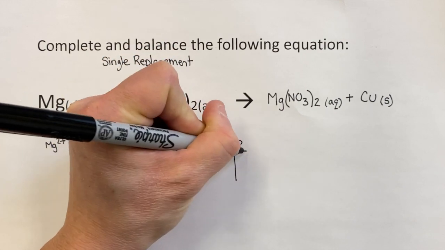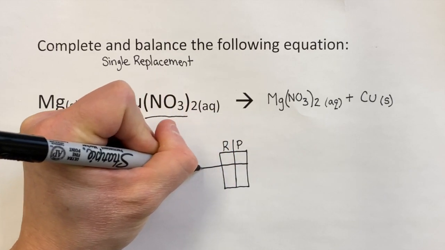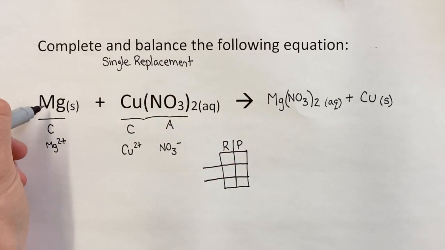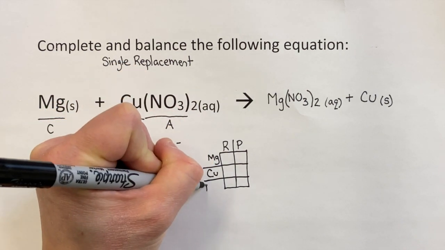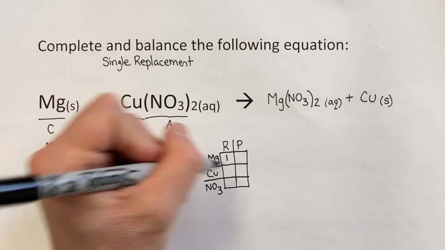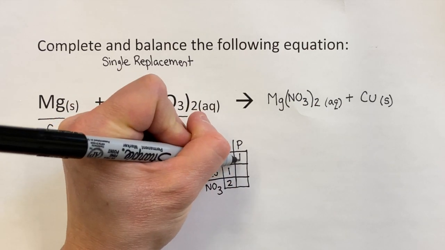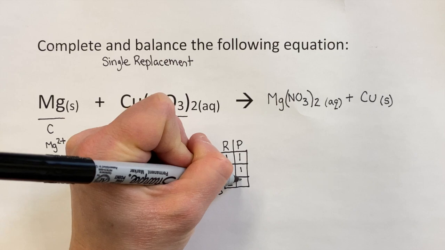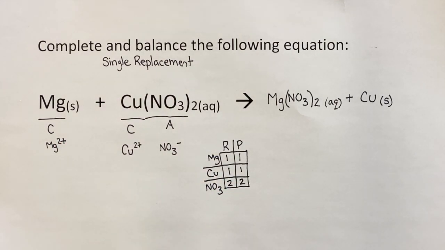My last step is to balance, and I have three things in this reaction. Remember that because the nitrate didn't get split up, you can leave it together when you're doing your balancing, and that will make things easier. So I have magnesium, I have copper, and I have nitrate. On the reactants, I have 1 magnesium, 1 copper, 2 nitrates. On the products, I have 1 magnesium, 1 copper, and 2 nitrates. When I check at this point, I can see that my reaction is already balanced. Therefore, this single replacement reaction is now complete and balanced.